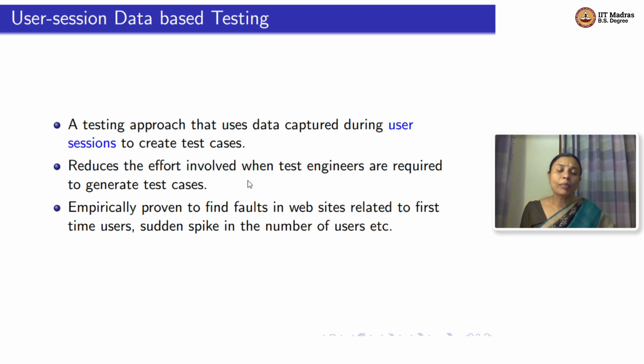Because web pages can behave in new ways if a new user uses it for the first time, and if a known user uses it, it behaves slightly differently. So new faults in web pages can be discovered by new users. Similarly, if you suddenly spike the number of users in a web page, faults can come. So these kinds of faults can be found very effectively by using user session based test cases.